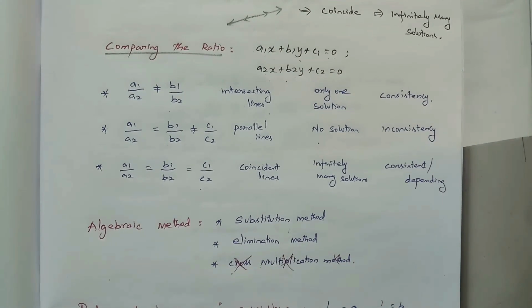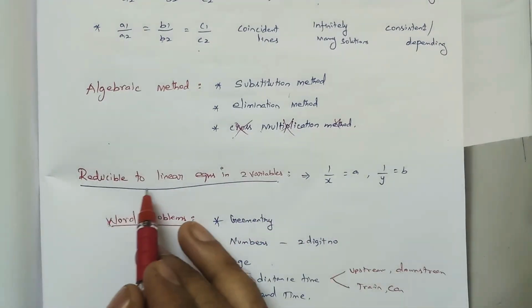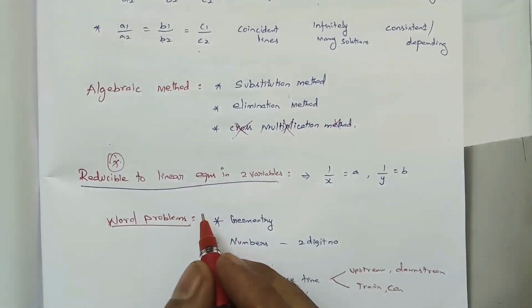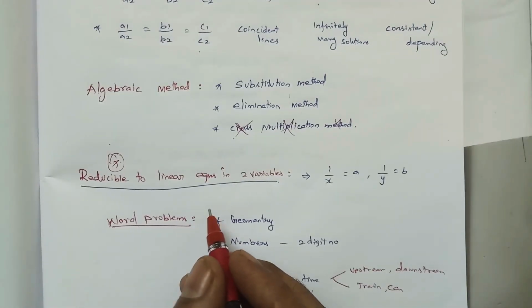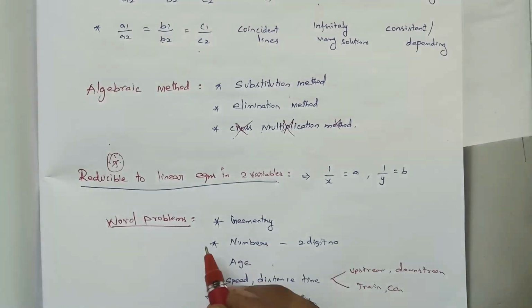Next, reducible to linear equations in two variables. This is also a very important concept. We can expect a 3 mark or 4 mark question from this particular concept. This method is very important, and word problems are also important.